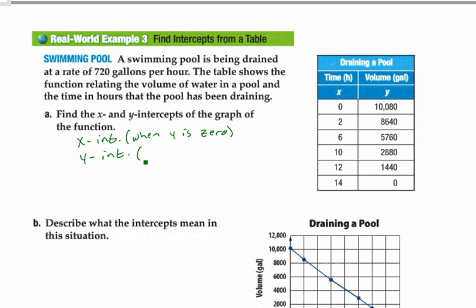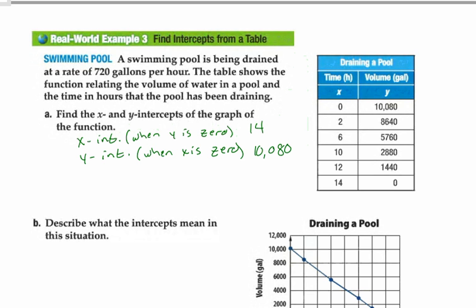The y-intercept is when x is 0. So when the opposite value is 0. So 14 is our x-intercept. Our y-intercept is 10,080.